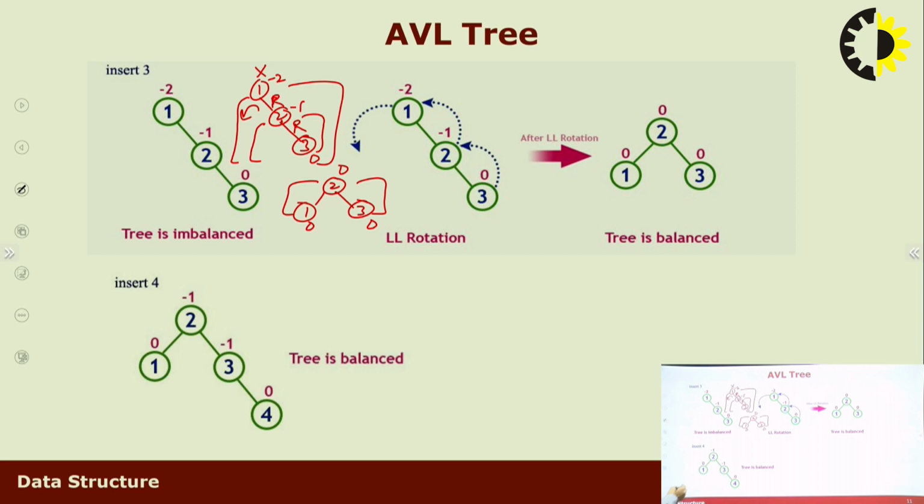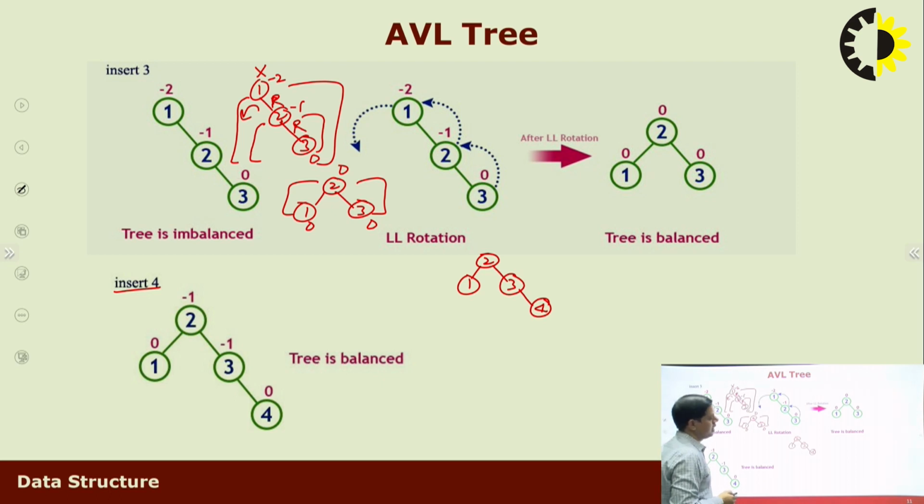Now after that, we have to insert 4. Now in the given tree, already we have this tree: 2, 1 and 3. And after that, we have to insert 4. Then for inserting 4, we will compare 4 with the root node, that is 2. 4 is greater than 2, that means we will come to the right side. We will compare 4 with 3. 4 is greater than 3, that means 4 will be the right child of node 3.